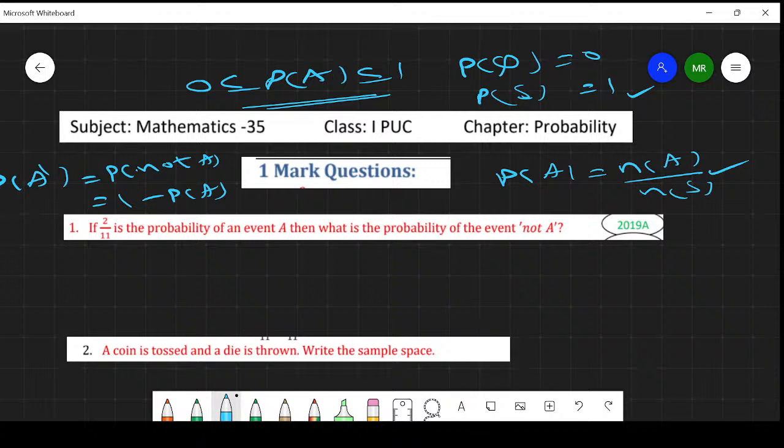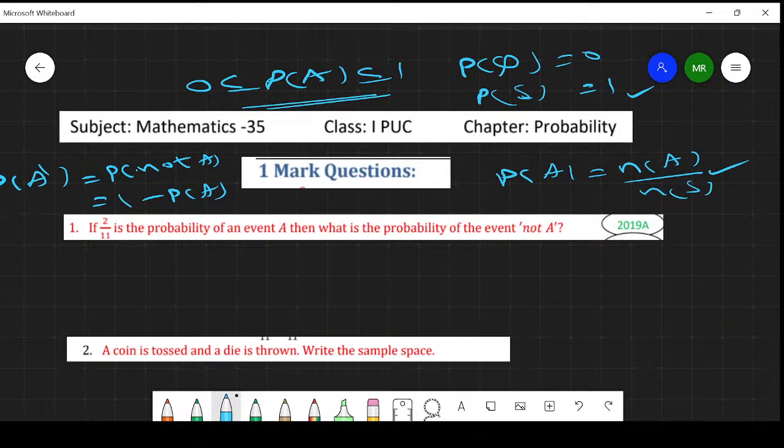Here, when I have taken probability of S, S is called the sure event. Sure event definitely occurs. Probability of the sure event is 1. Probability of the empty set is 0, where the empty set is called the impossible event. For example, when rolling a die, getting 7 is an impossible event. So the probability of getting 7 will be 0. Probability of the empty set will be 0. Probability of the sample space will be 1. So S is called the sure event, and the probability of an impossible event will be 0.